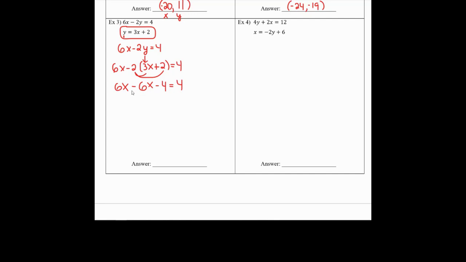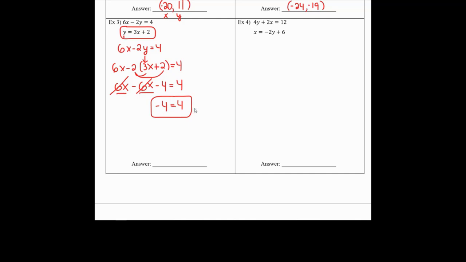Now we combine like terms. 6x minus 6x, they cancel. I am left with negative 4 equals 4. Now look what happened. The letter disappeared. They got canceled. I'm left with a statement. When you get to this point, this is a special case. When the letter gets canceled, you're going to be left with a statement.